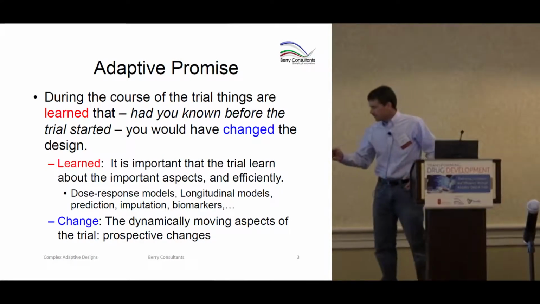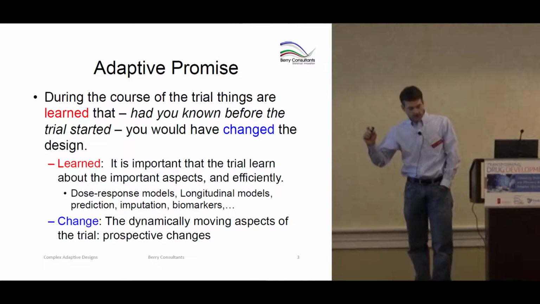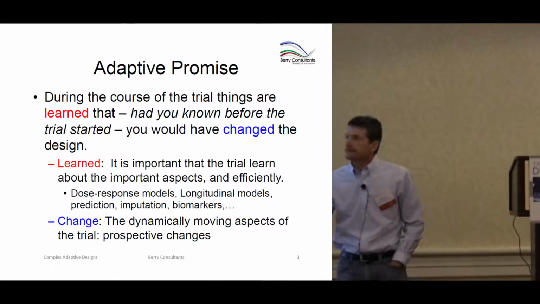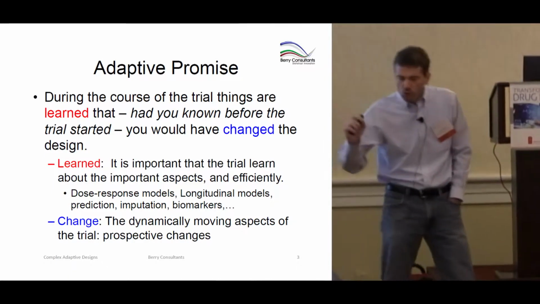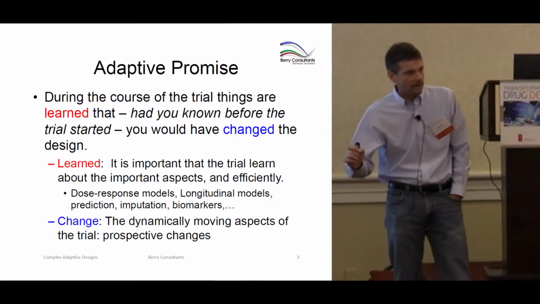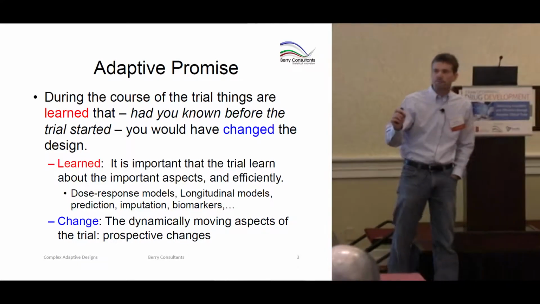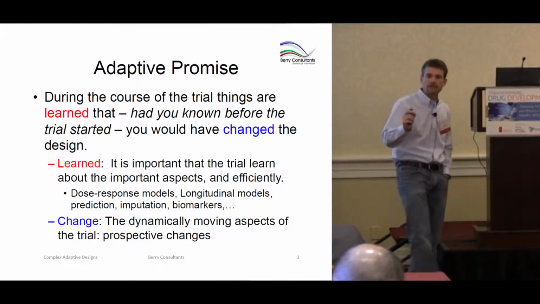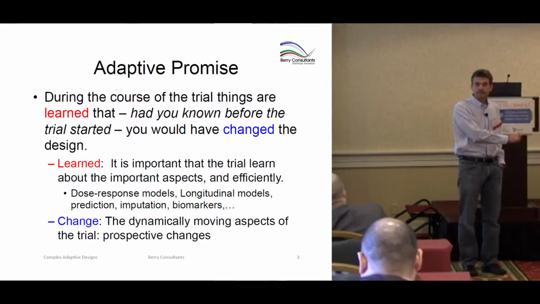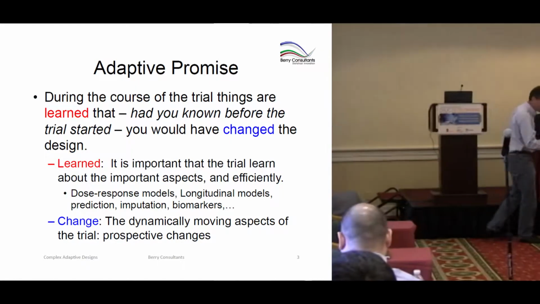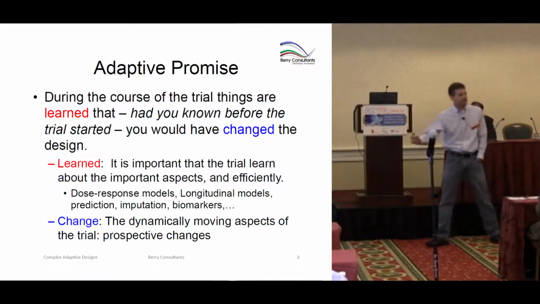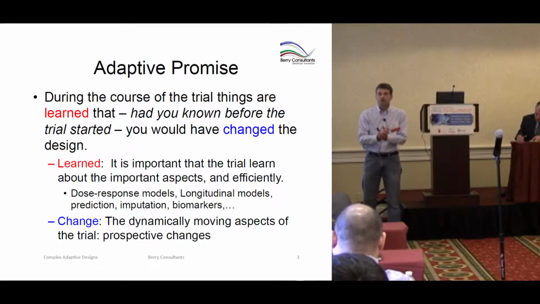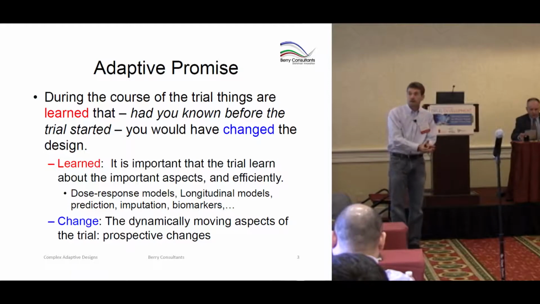Okay. First, let me talk about the promise of adaptive trials. Why is it that the excitement of adaptive trials? The idea is that you learn something during the course of the trial that had you known that before the trial started, your design would have been different. Had I known that high dose was unsafe, I wouldn't have put it in the trial. Had I known the low dose has very poor efficacy, I wouldn't have had it in the trial. Had I known when I put those two drugs together that it has a really strong benefit, I would have put more patients on that arm.